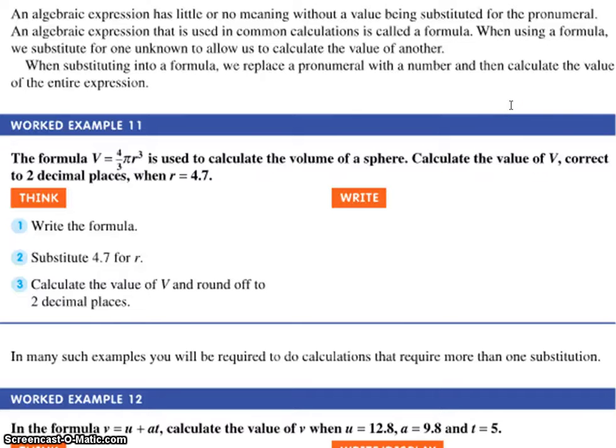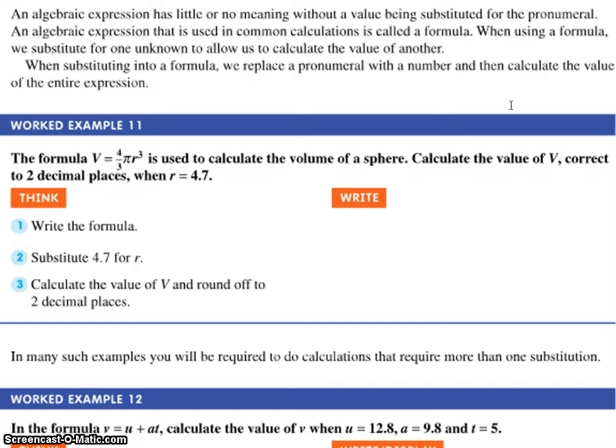Okay guys, moving on to the next worked example. This is an example of one where we've got a formula that you guys use all the time. This is a very common formula, used to calculate the volume of a sphere, which you'll be doing later on. So it's really important that you know how to substitute into formulas that you're given.